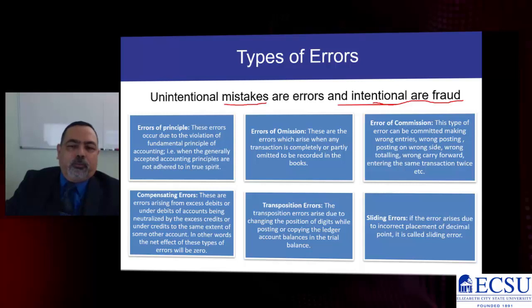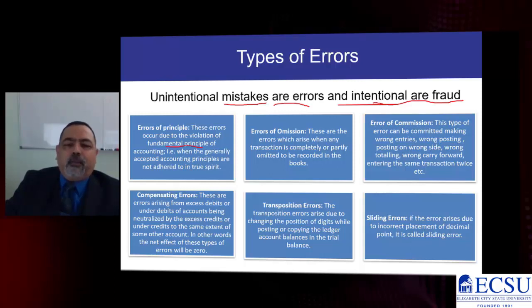Law enforcement could be involved, or you could even invite a forensic accountant to look at your books of accounts if you suspect fraud. But if there is an error, we try to find out what kind of error it is, and then we try to rectify it. One type of error is the error of principle. These errors occur whenever there is a violation of a fundamental principle of accounting.